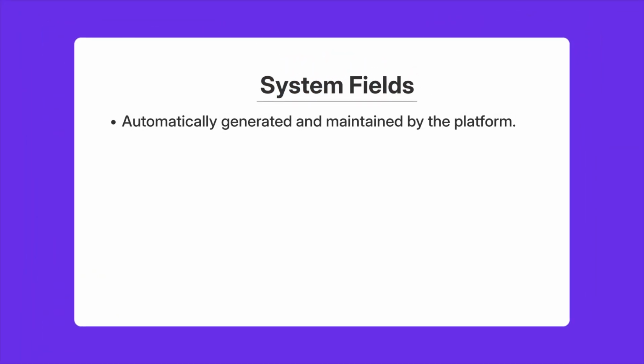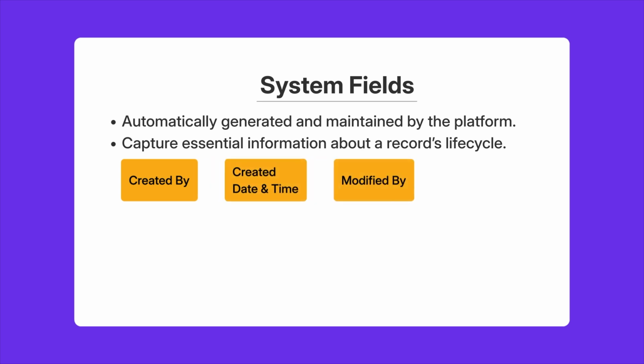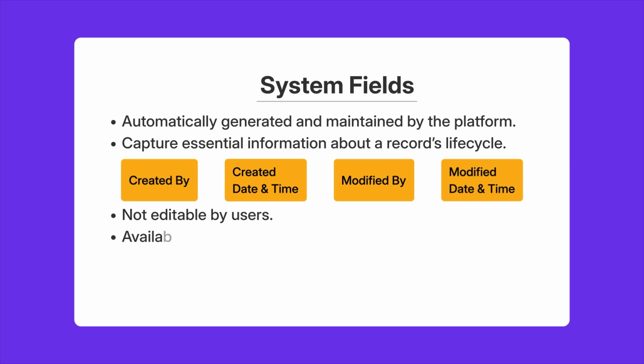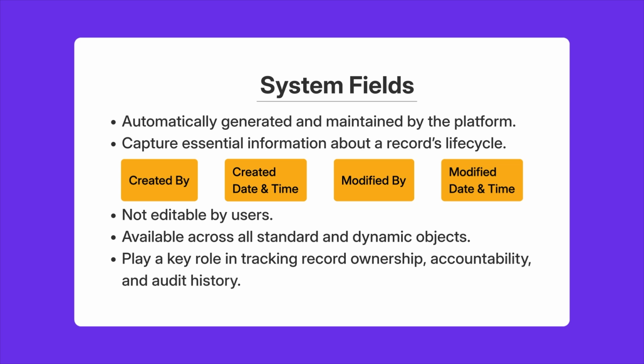System fields are automatically generated and maintained by the platform. They capture essential information about a record's lifecycle, such as who created the record and when, as well as who last modified it and at what time. These fields are not editable by users because they are generated by the system based on actions performed on a record. System fields are available across all standard and dynamic objects and play a key role in tracking record ownership, accountability, and audit history. Now let's look at standard fields.